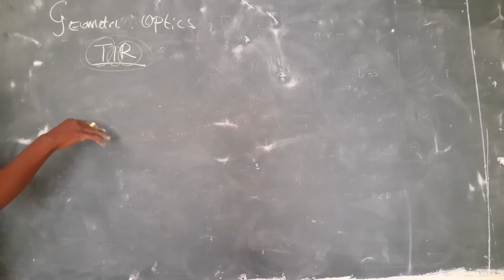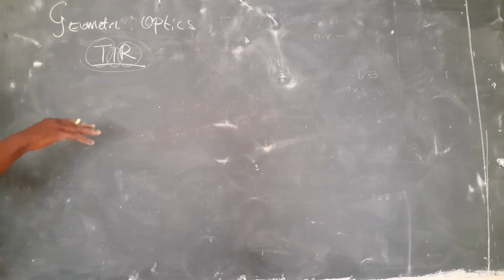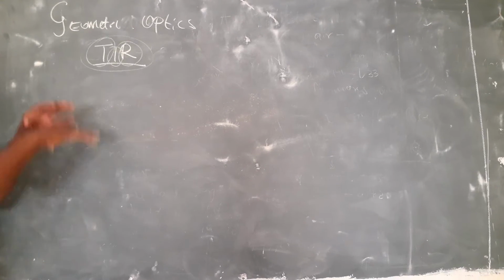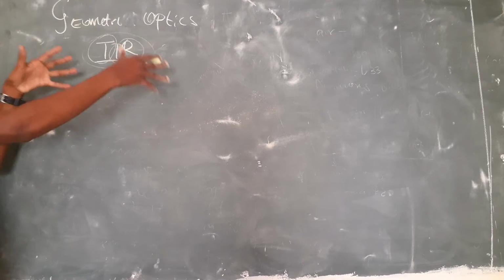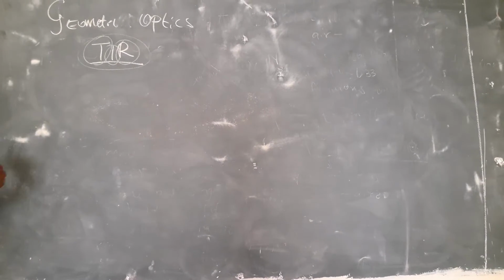We will also talk about rough surface and smooth surface when we talk about reflection. But now let's focus on total internal reflection. Where do we find it and how do we find it?